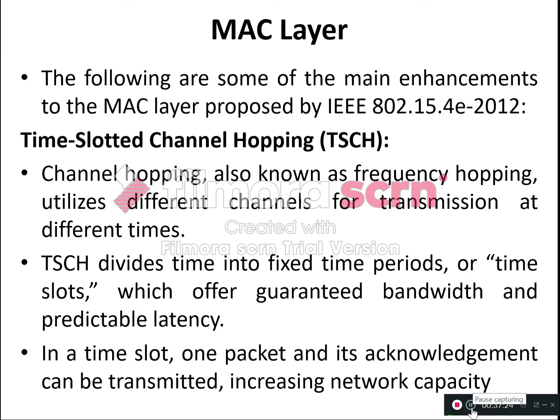TSCH divides time into fixed time periods or time slots, which offer a guaranteed bandwidth and predictable latency. In a time slot, one packet and its acknowledgement both can be transmitted, increasing network capacity. So in a single time slot, you can transmit both the data as well as the acknowledgement packet. So you can increase the capacity of the network, thereby avoiding the network traffic.